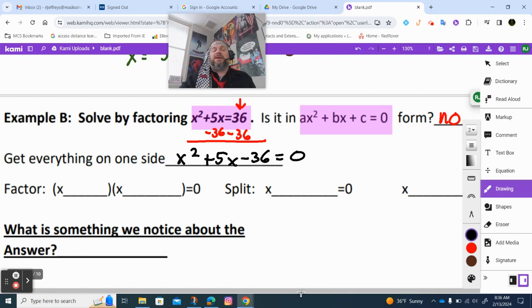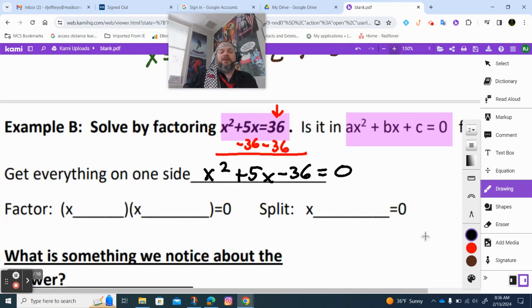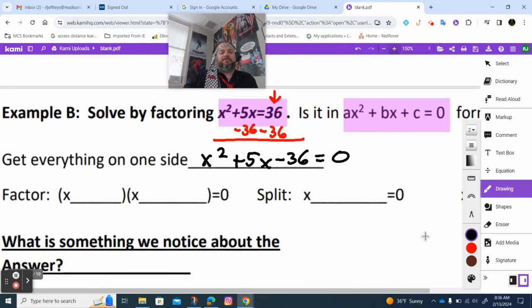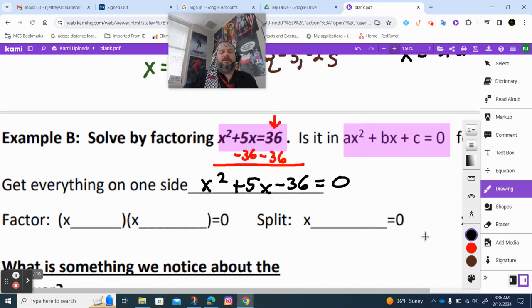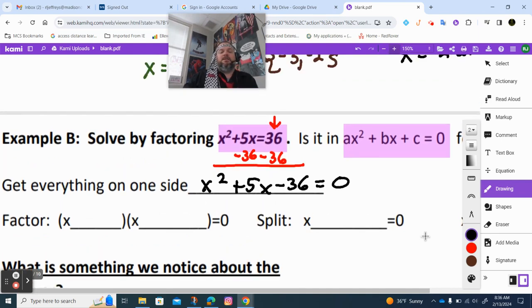Now, we can't combine 36 with either x squared or 5x because they're not on the same team. All right. What do we know about our signs? Are they going to be the same or different? Yeah, going to be different. Where should our bigger number be? Positive or negative? Positive. So our big one's going to be here.